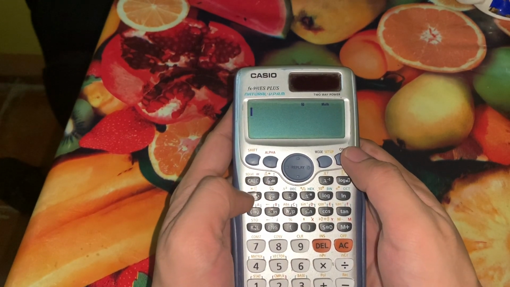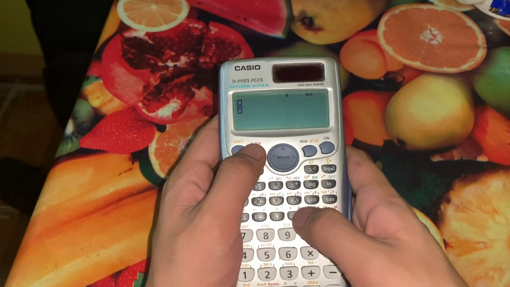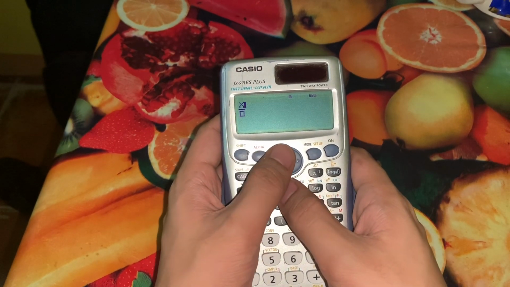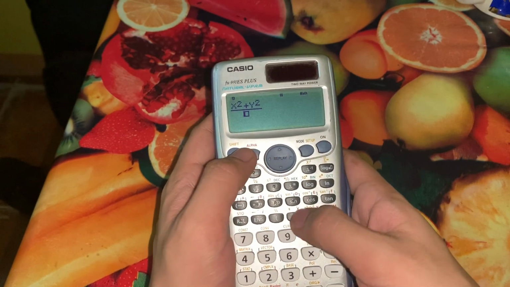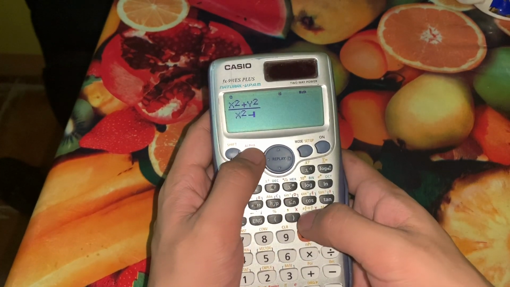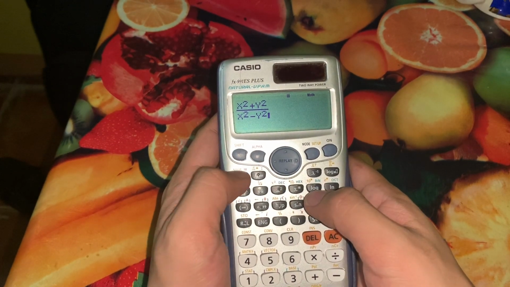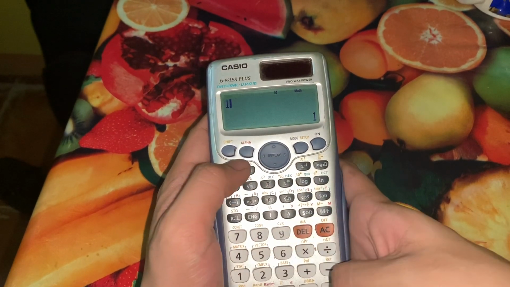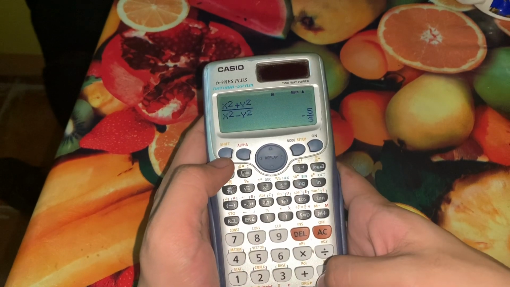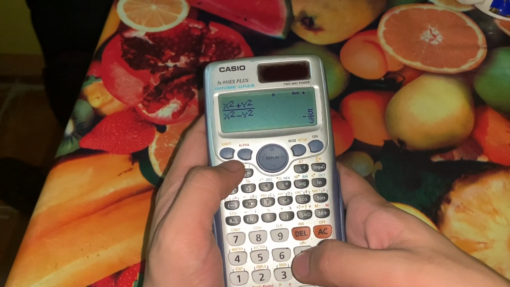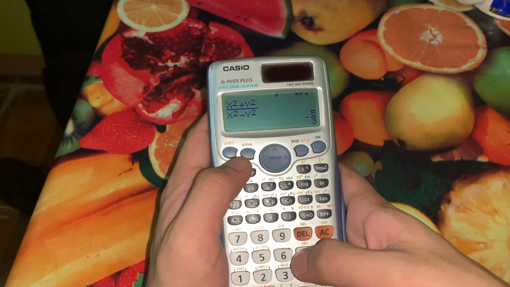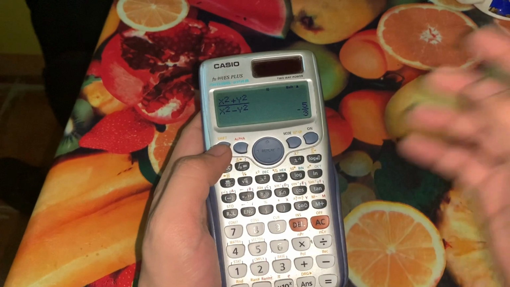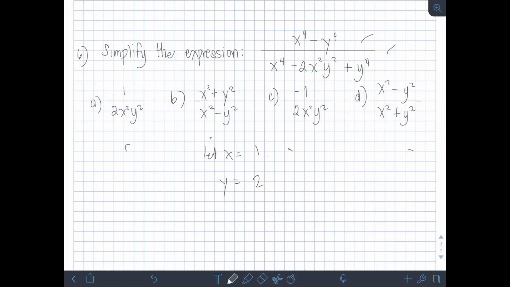This time the given in B is the fraction alpha x squared plus alpha y squared over alpha x squared minus alpha y squared. Same again, we calculate with x as 1 and y as 2. This time, both are negative 5 over 3. Therefore, it ties with the original expression. So the answer is letter B.